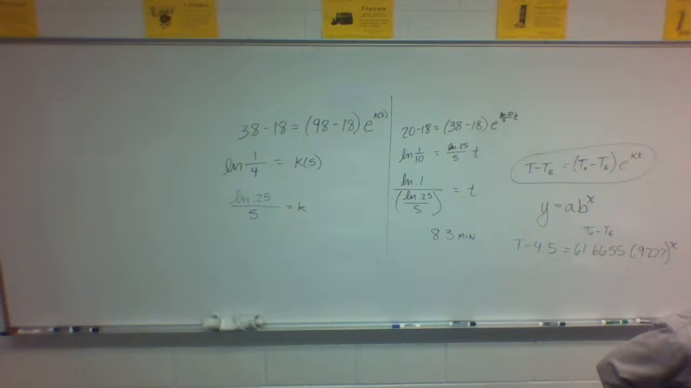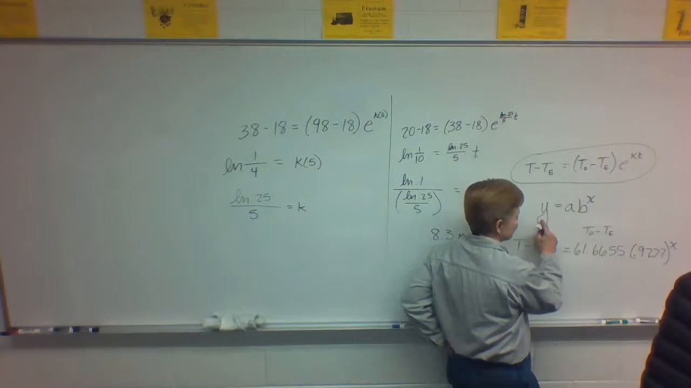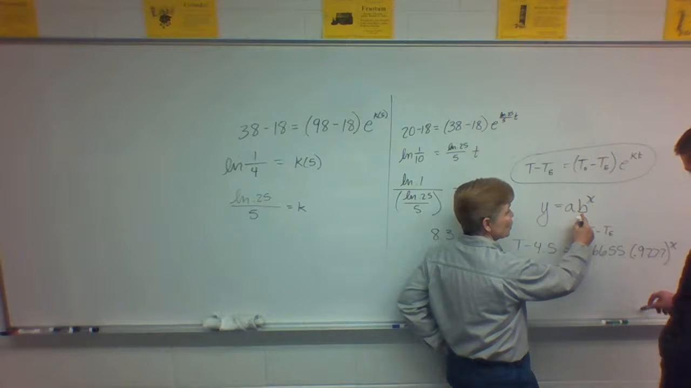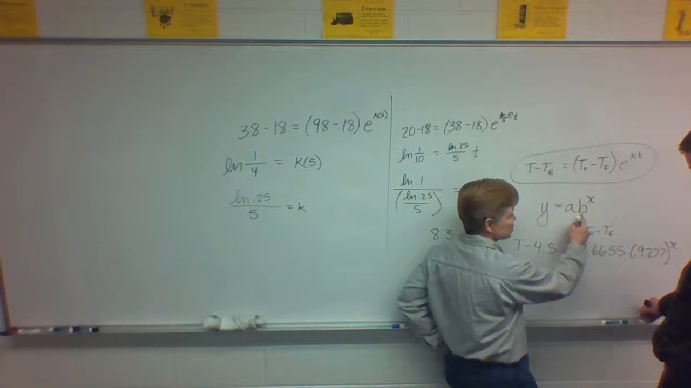So why don't they make that match? If we add 4.5 to this, that's just like getting another number. You use this y equals ab to the x, and this is your y value, this is what your temperature is. And this number right here is less than 1. This whole thing is going to go to 0.